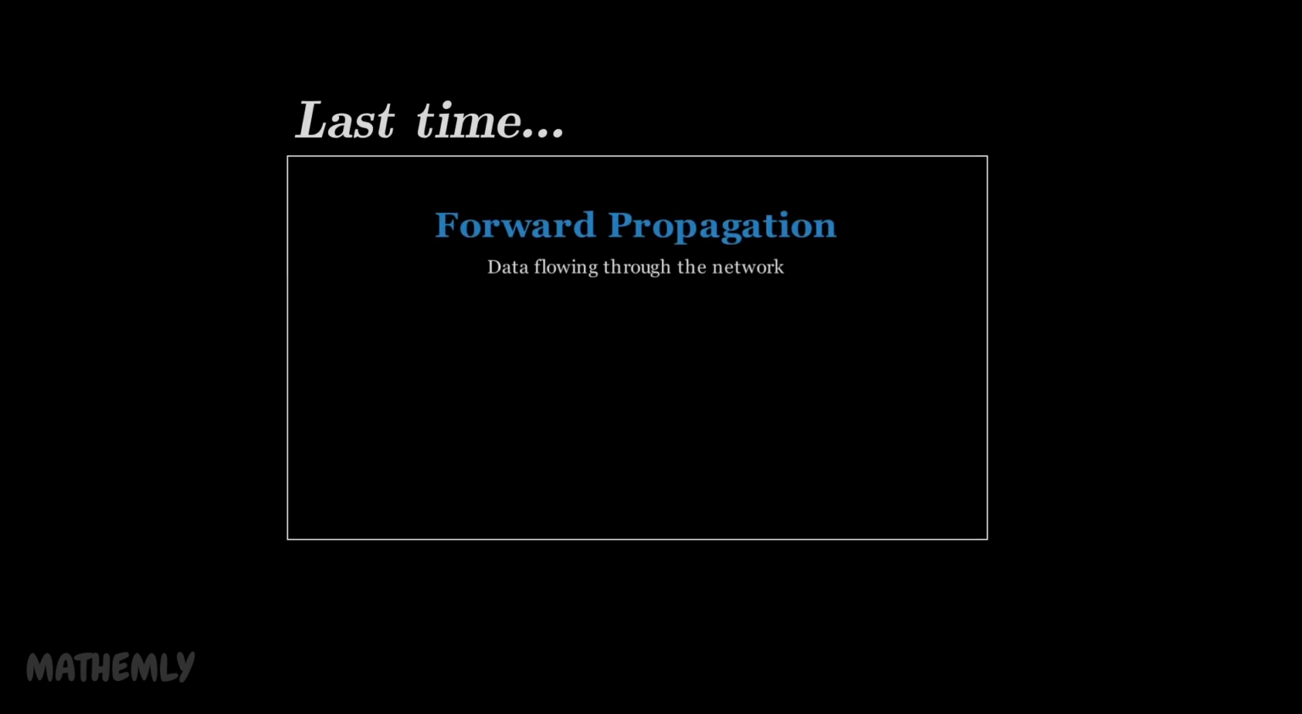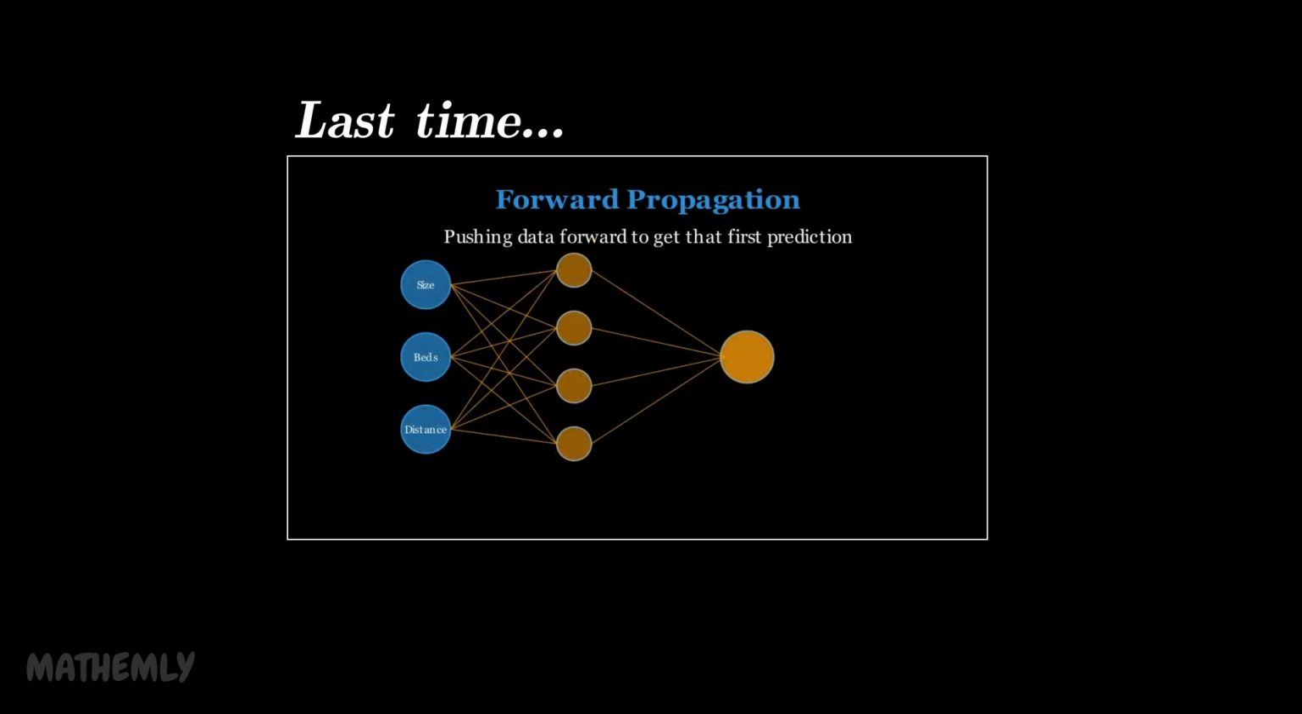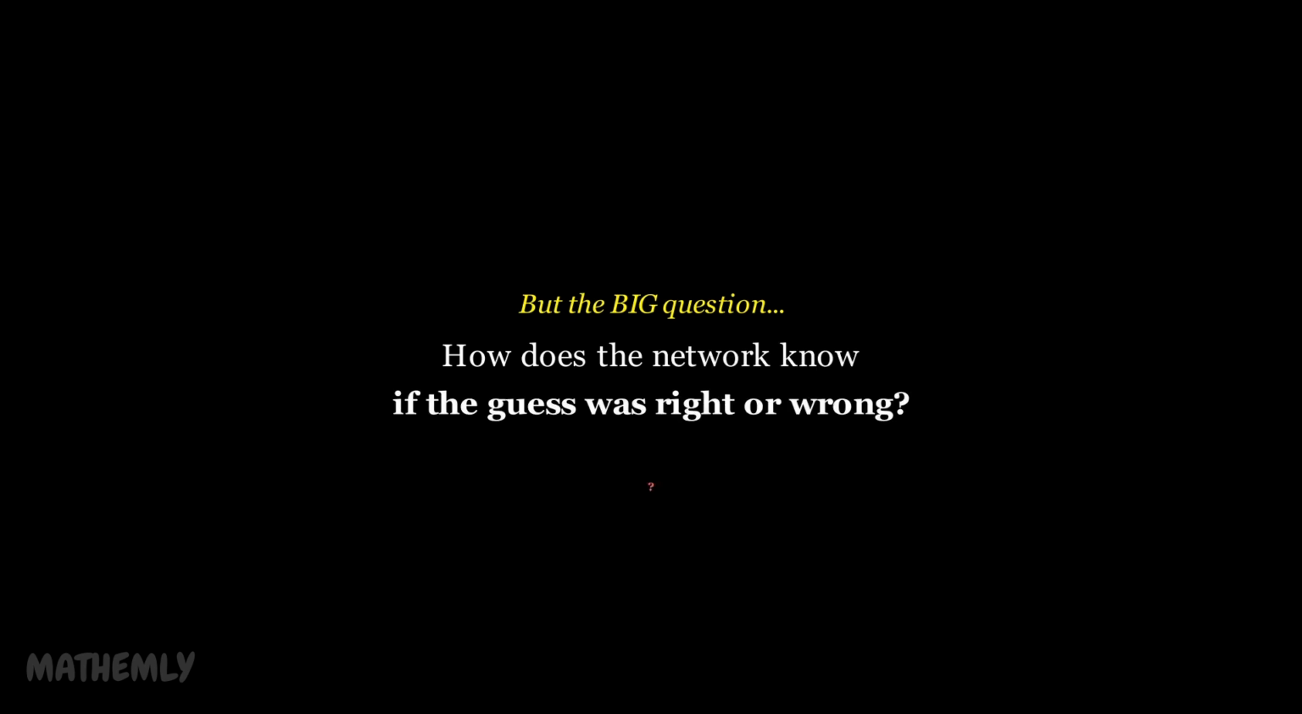Welcome back to our neural networks series. In the last video, we followed data as it flowed through a network and saw how forward propagation leads to the network's very first prediction, that is its first guess. But now comes the big question. How does the network know whether that guess was right or wrong? That is where the loss function comes in.